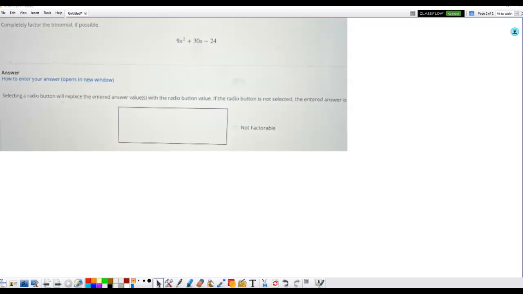In this problem, we're asked to factor completely and we're not told how to go about factoring. So let's discuss that first. Anytime you're given a polynomial and asked to factor, you are going to first look for a GCF. This 9 is made up of 3's. There is a 3 in 30, and there is a 3 in 24.